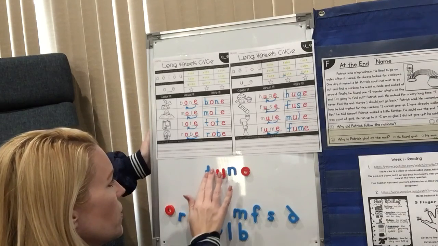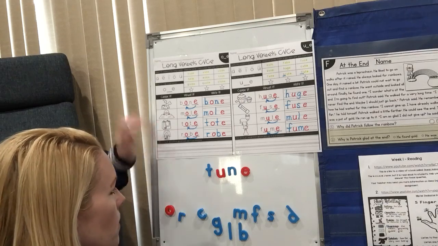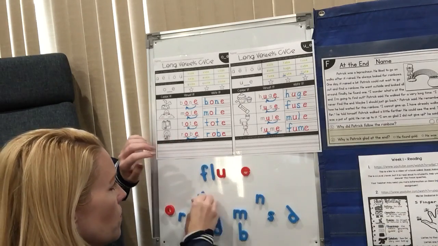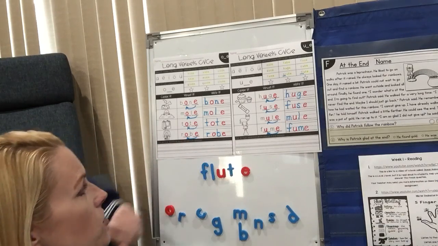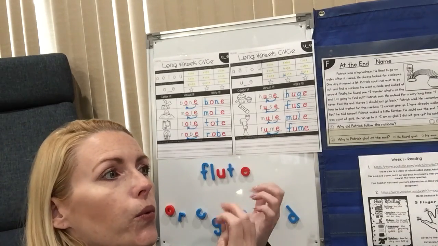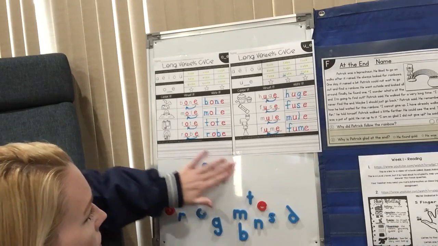We could do the word tune, tune. I could change and say flute. A flute is a musical instrument, and it's long, and people blow into it like this. Flute. All right, guys, that's going to be it for our long vowel lesson.